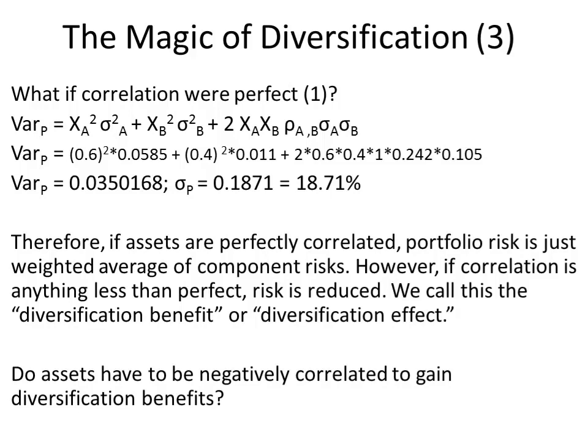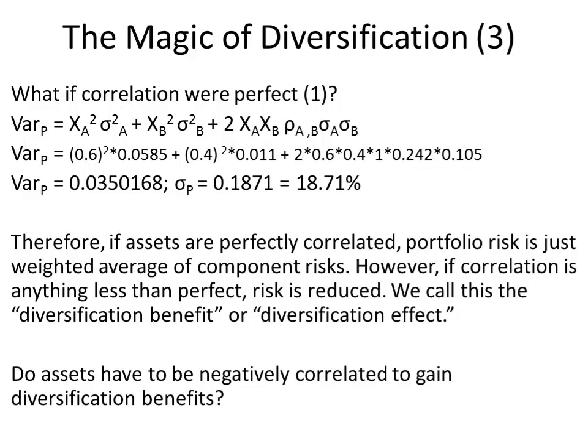It should, because it's the same thing that we got when we took the weighted average of the standard deviations of the portfolio components. And so, if the assets are perfectly correlated, the portfolio risk is just the weighted average of the component risks. However, if correlation is anything less than perfect, risk is reduced. We call this the diversification benefit or diversification effect.